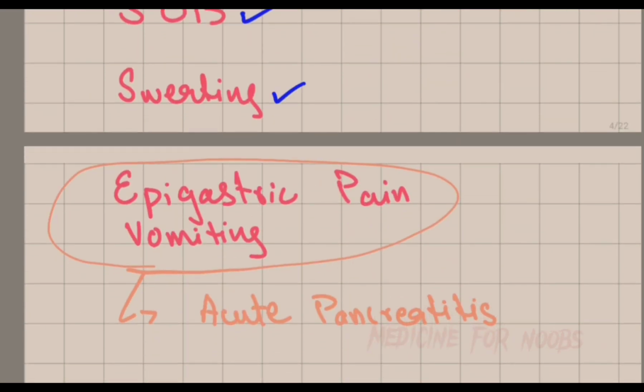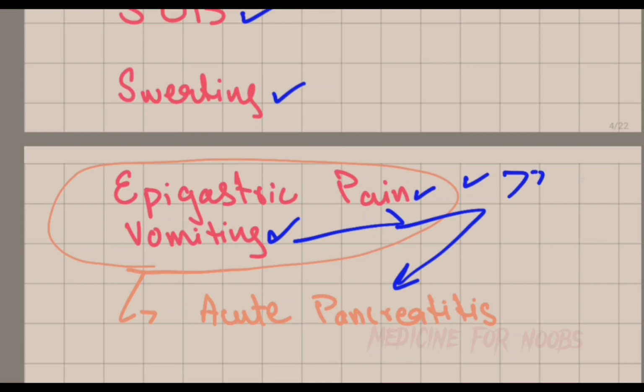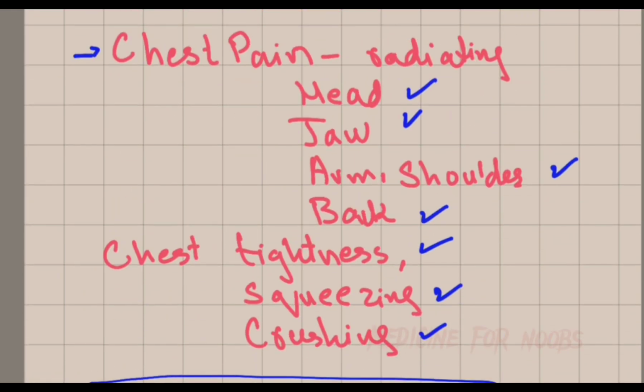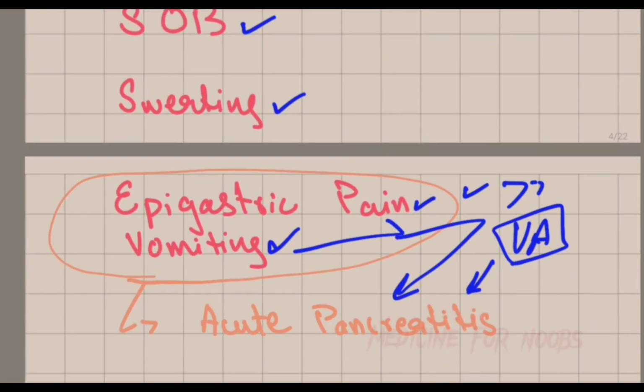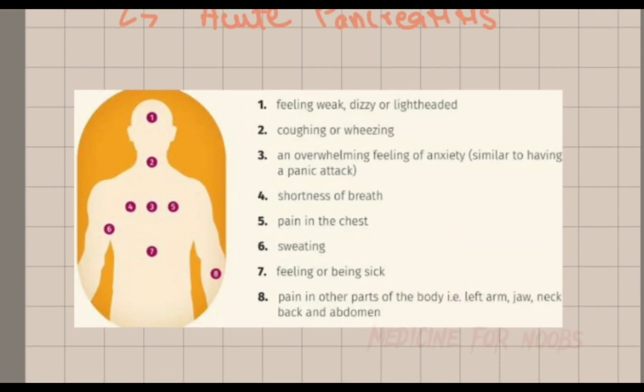There can be sweating. The patient can also experience epigastric pain and vomiting. Keep in mind that these two symptoms are related to acute pancreatitis also. So if the patient comes to you with only these two, then don't label them as acute pancreatitis. It can also be a case of unstable angina. So you have to check for other signs and symptoms, ECG and other things. So that's the clinical picture.